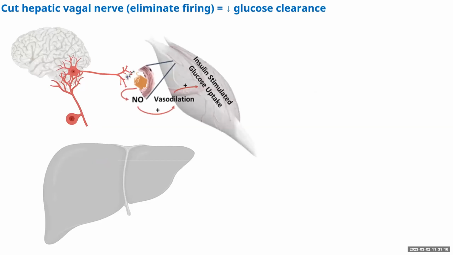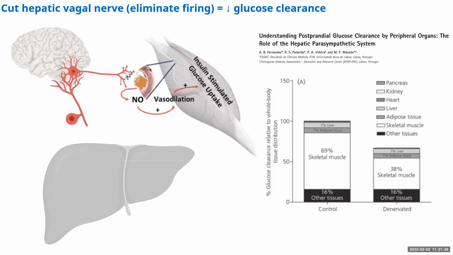If you cut the nerve that runs from the liver to the brain, you also affect skeletal muscle blood flow. And you affect that by changing the peripheral nervous system. So you'll notice that there are some common themes. Blood flow is a big one. And in fact, if you cut the nerve that runs from the liver to the brain, you cause insulin resistance. Specifically, the uptake of glucose by skeletal muscle is much, much lower.